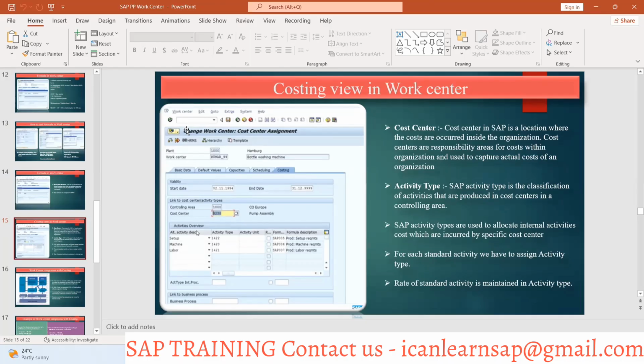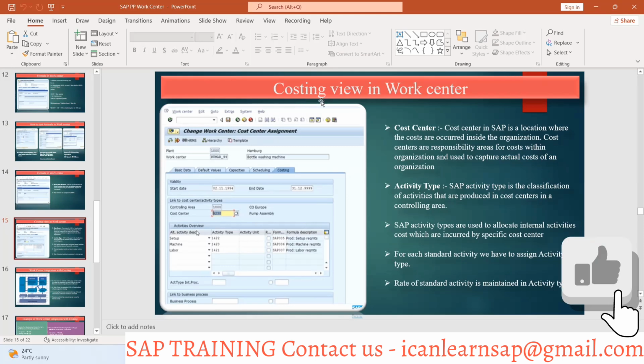That is a costing view in a work center. Now, your important interview question: how is manufacturing cost calculated using the work center? Okay, that is your important interview question. So let us understand what that is.